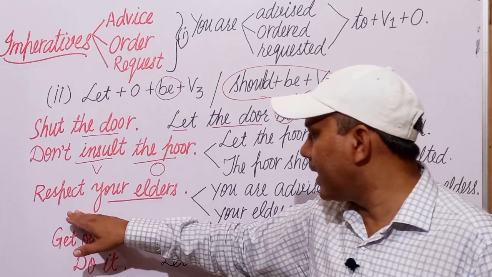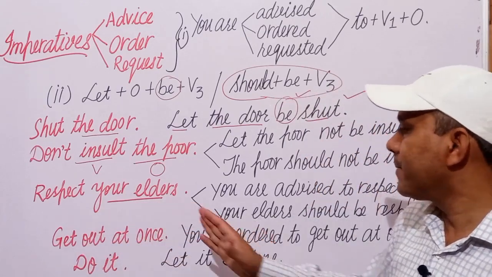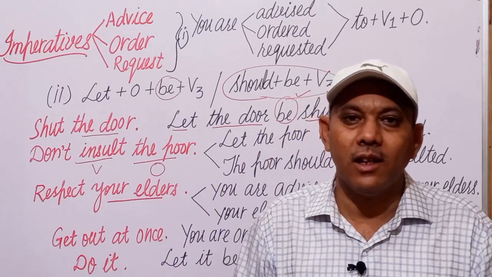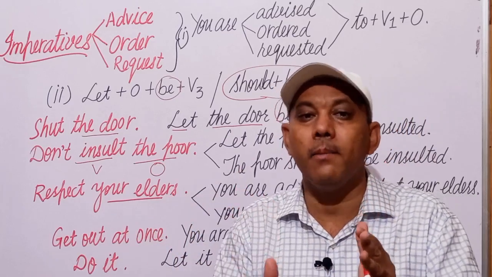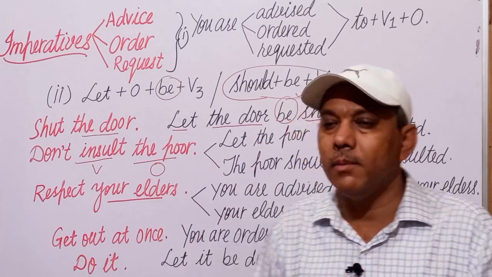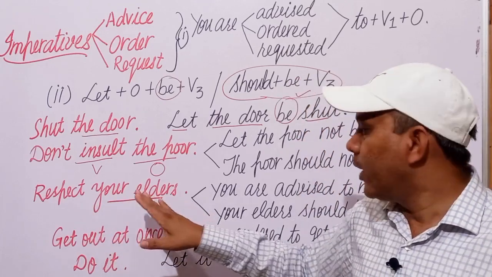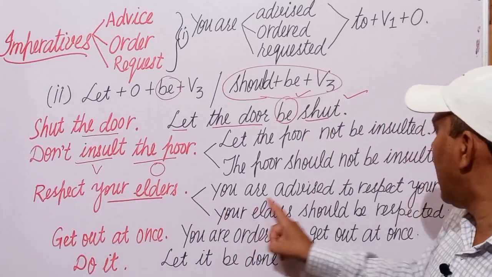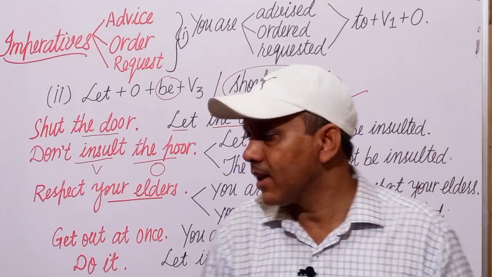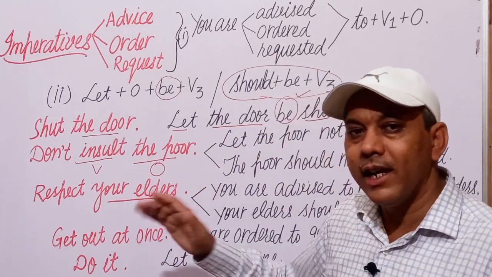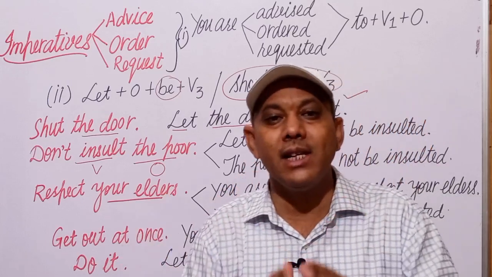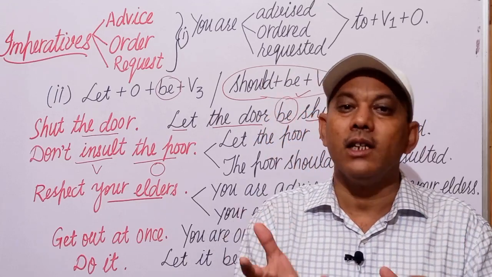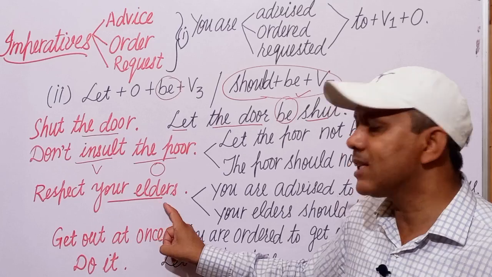Let us take one more example. Respect your elders. It means someone was not respecting his elders. So I can suggest him, I can advise him, or anyone can advise him to respect his elders. We can say you are advised to respect your elders. Or in case of the should structure, we can change it to passive like this: elders should be respected, because they deserve to be respected. They should be respected.